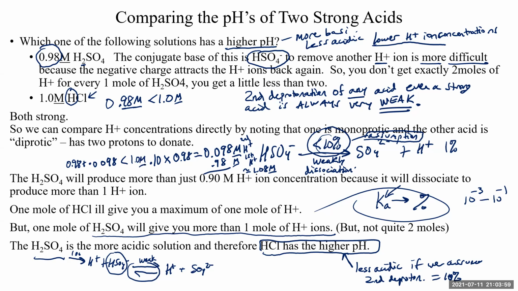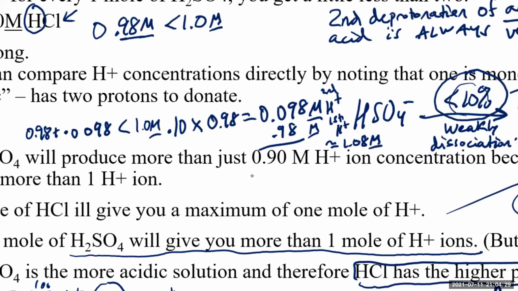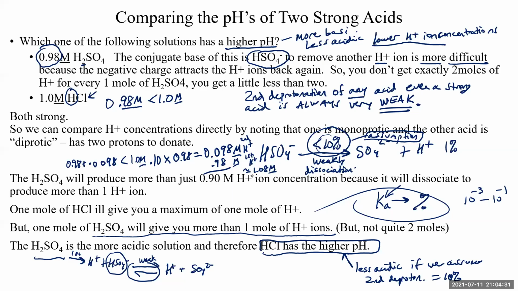But as long as it's over about 2 or 3% dissociation for that second deprotonation, you will have more hydrogen ions in a 0.98 molar sulfuric acid solution than for hydrochloric acid. But again, you cannot predict what the dissociation value will be. I either have to tell you, give you a percentage, or, that's about it, actually. That's the only way. I'm not going to expect you to look it up. I'm certainly not going to give you Ka values to work with in this class. That's not what we do in this introductory chemistry class. So there you go.